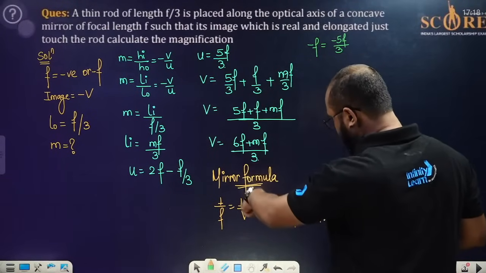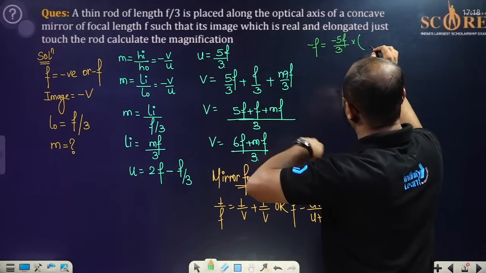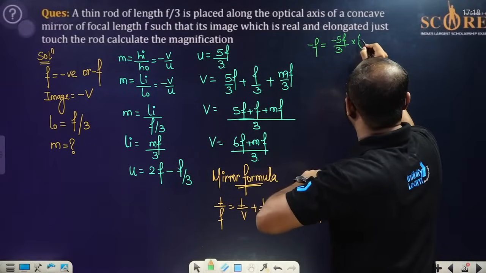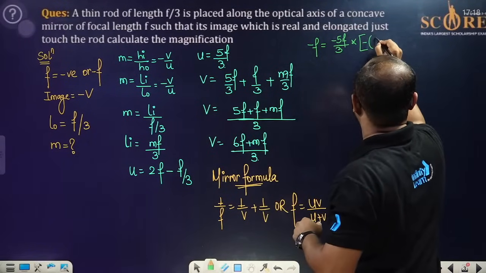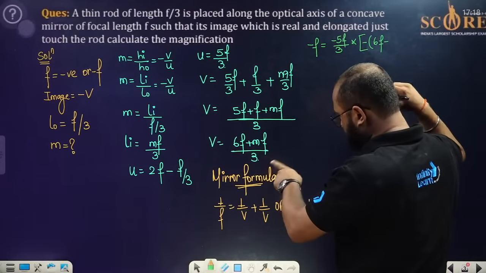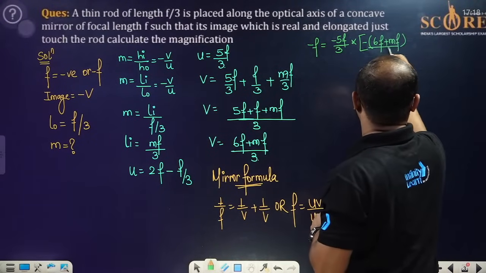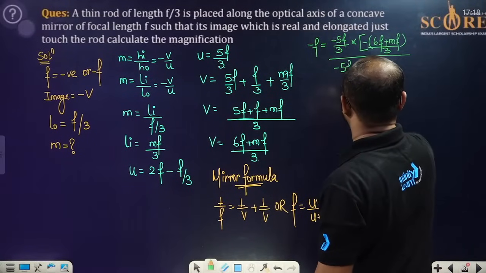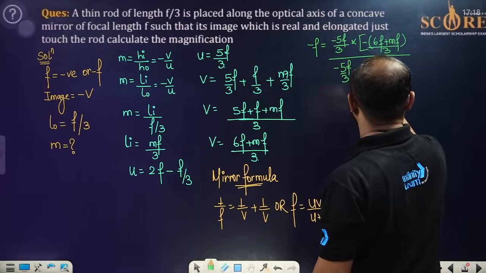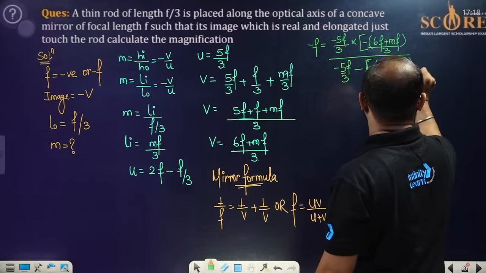After that, the multiplication of v; v is also negative. Why is it negative? Because v is always negative, because it is a real image. So negative (6f plus mf), that is also divided by 3, whole divided by the value of u plus v, that is minus 5f by 3 minus (6f plus mf) by whole 3.